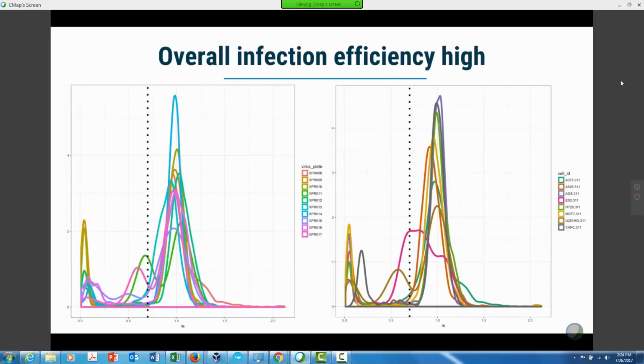Just in aggregate, these are the infection efficiency ratios overall. You can see that, looking to the right of the dotted line, which represents infection efficiency of 0.7, it's quite high overall, even if you separate by virus plate at left or cell lines at right. So that's great.